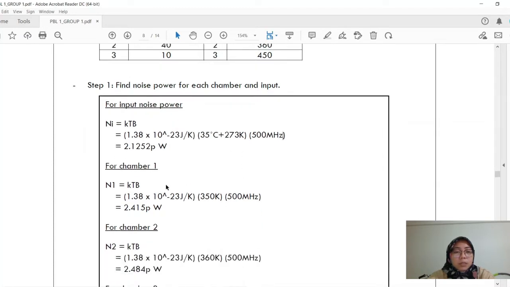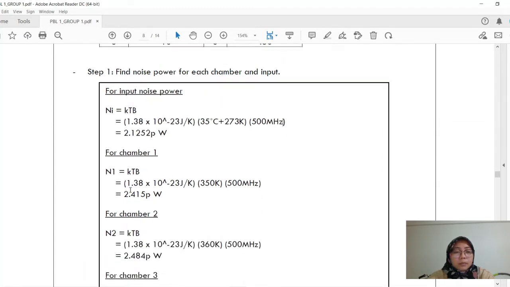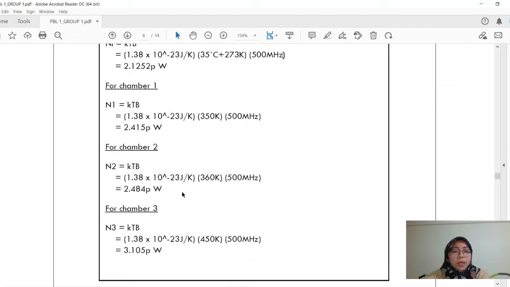Next, the noise power for chamber 1: K times the temperature for chamber 1, which is 350 Kelvin, times 500 megahertz, and the value is 2.415 picowatt. Then for the noise power for chamber 2: K times the temperature of 360 Kelvin and 500 megahertz. So this is the value for the chamber 2 noise power.